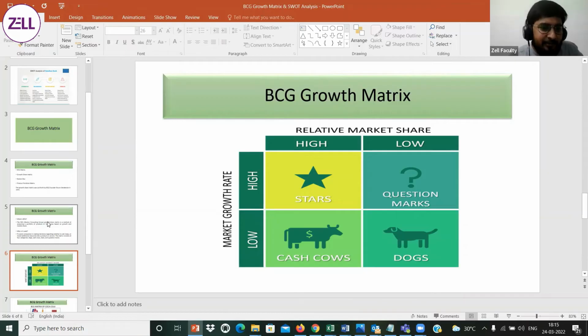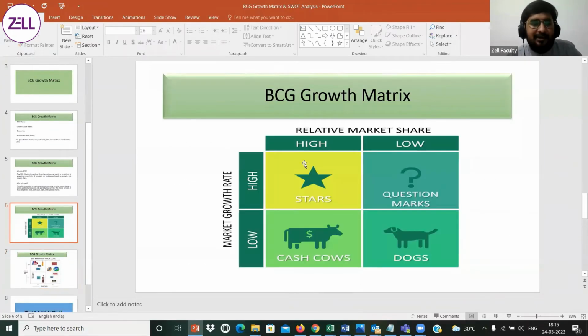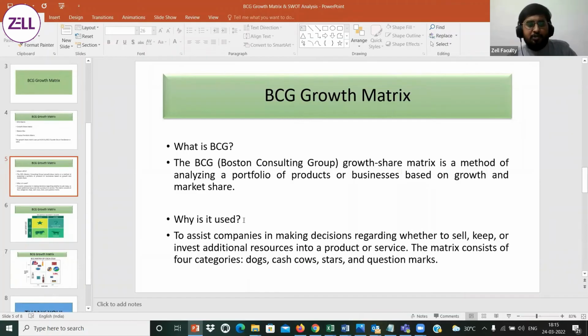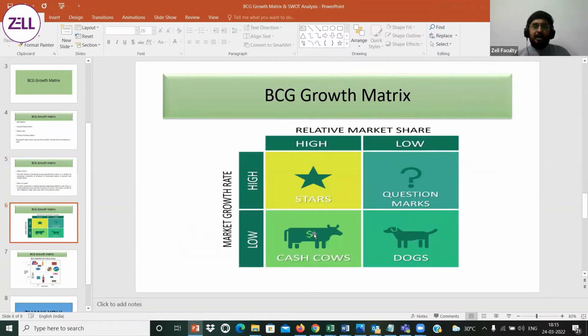Second, when we are using BCG Growth Matrix, which is the line which I've already told you, why is it used? To assist companies in making decisions, whether to sell, keep, or invest additional resources. Now, what does this mean? See, cash cow, now this portion I will need your help. Cash cow is something which is giving us cash, right? Yes, sir.